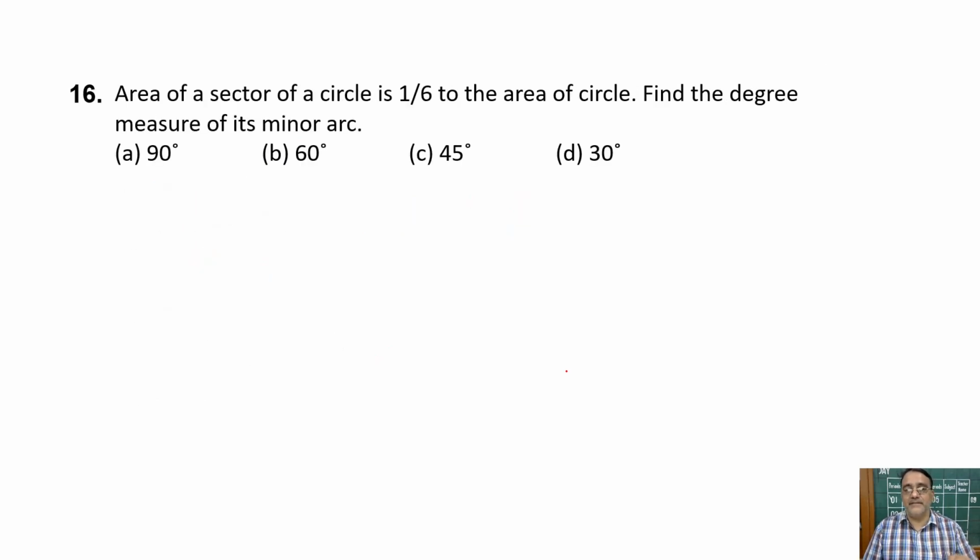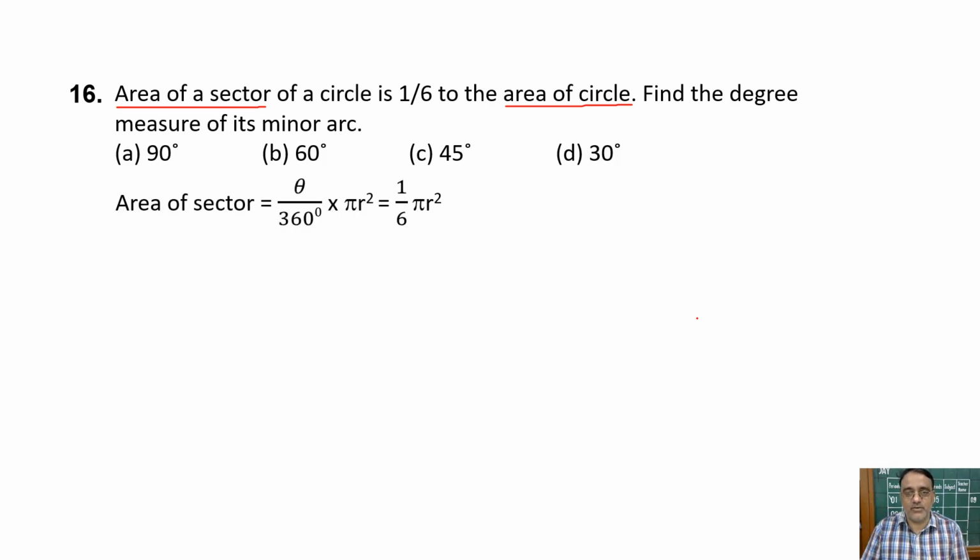Area of a sector of a circle is 1 by 6 of the area of the circle. Find the degree measure of its minor arc. Right. So what is the formula of area of sector? Theta upon 360 into pi r square. Very good. And the area of circle is pi r square. So theta upon 360 into pi r square is 1 by 6 of pi r square. This is clear?